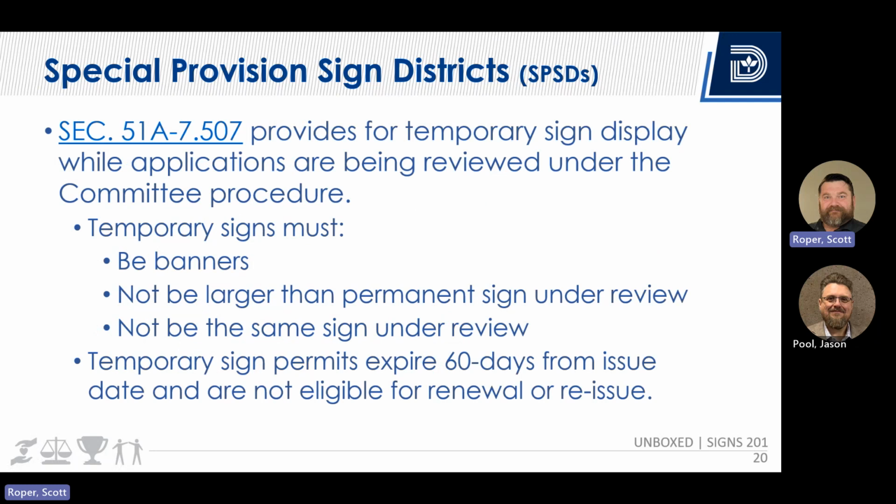Section 51A-7.507 provides for temporary sign display while applications are being reviewed under the committee procedure. The committee procedure can take 2 to 3 months at times, so we do allow for a temporary banner to go up in the meantime. That's approved at director level, so it can be approved within 48 hours, typically same day.